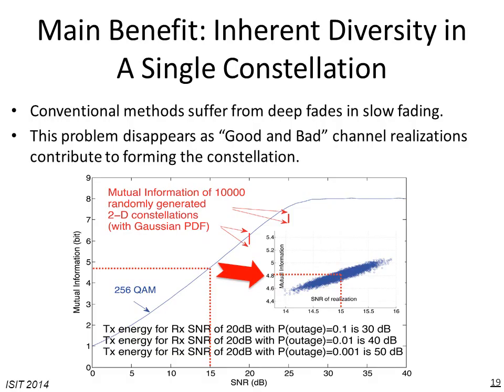Here I have some numerical results showing the main benefit of media-based modulation, which is inherent diversity in a single constellation. As you know, conventional modulation methods suffer from deep fades, resulting in outage events in slow fading channels. However, this problem essentially disappears in media-based modulation because good and bad channel realizations contribute to forming a single constellation, which is the constellation used for communication.